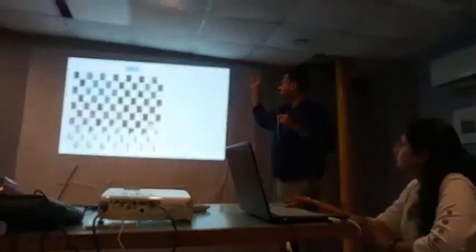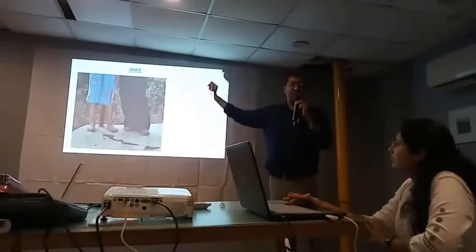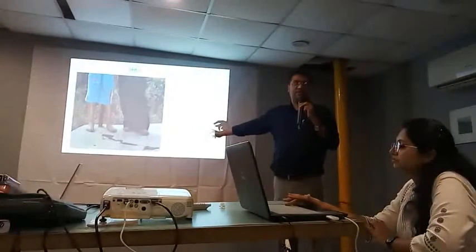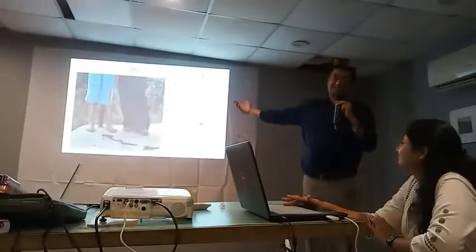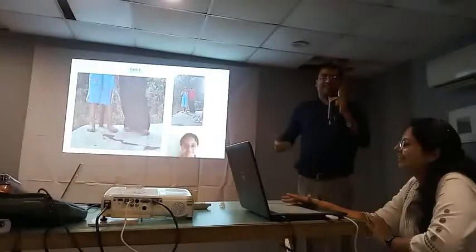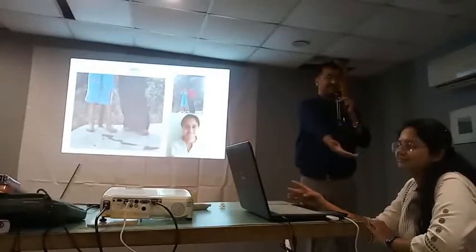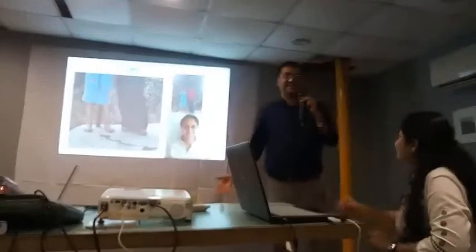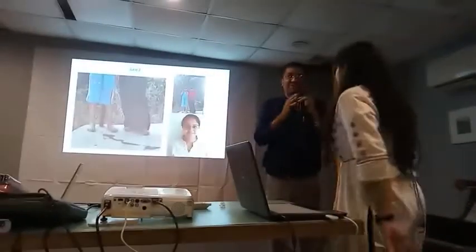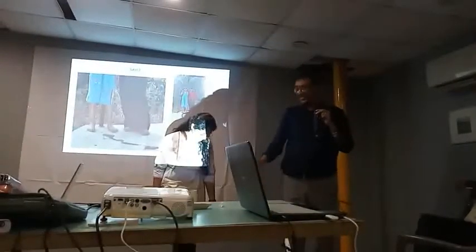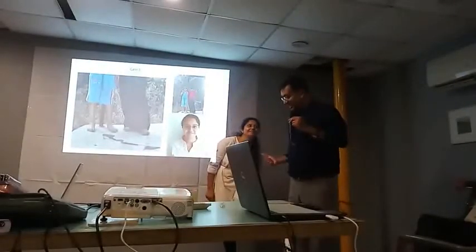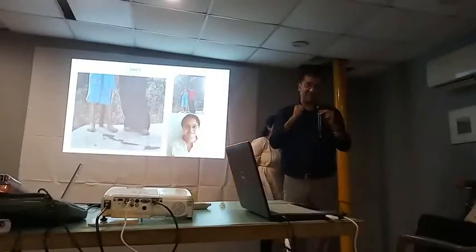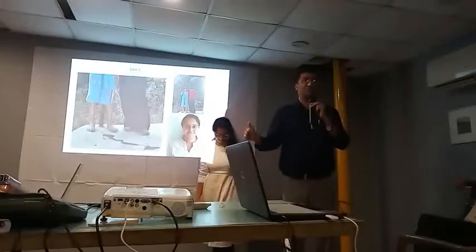Next slide. Case 3. Are you able to see anything? Flat feet, right? Next slide. And there she is. She is a patient of flexible flatfoot. She is having back pain. She is having neck pain because of wrong posture.